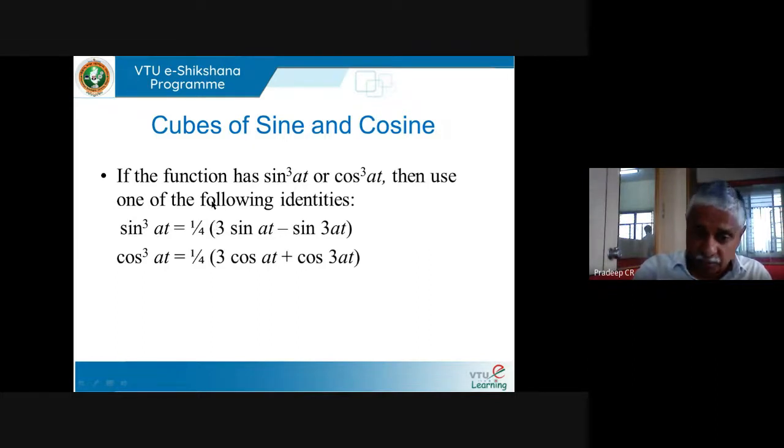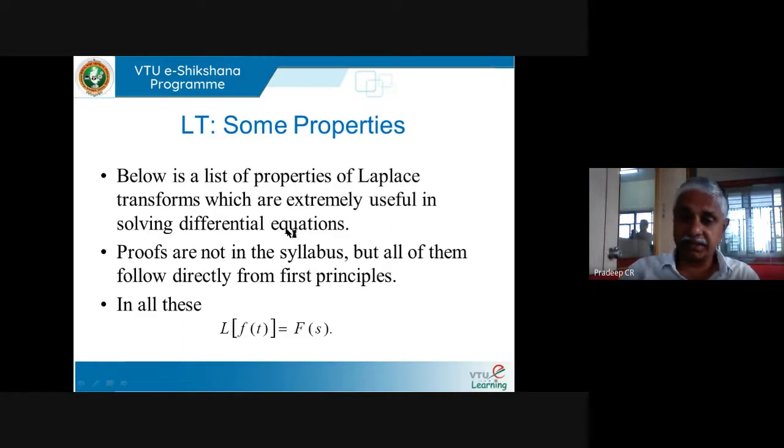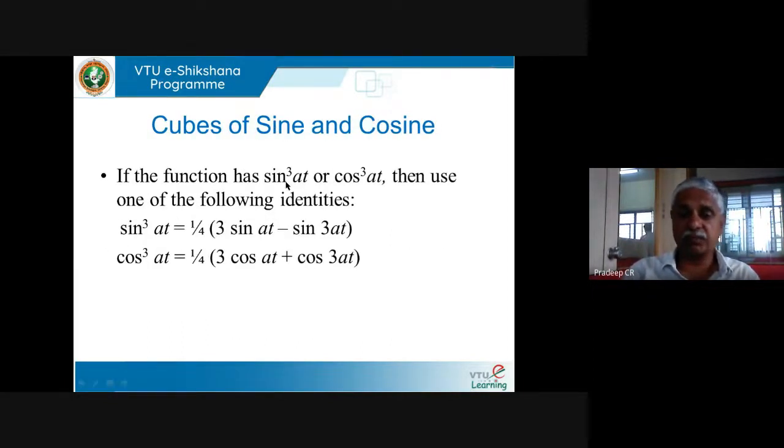So for this and this, use linearity of the Laplace transform, break it up, and the Laplace transform of this is 3 by 4 Laplace transform of sin at minus 1 by 4 Laplace transform of sin 3at. Both I know: the Laplace of sin at I know, the Laplace of sin 3at I know, substitute that. These are the standard ways of finding the Laplace transform of elementary functions.